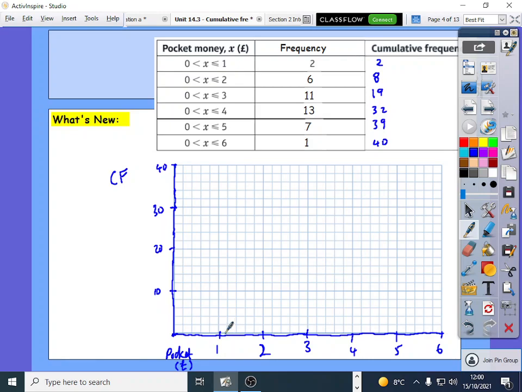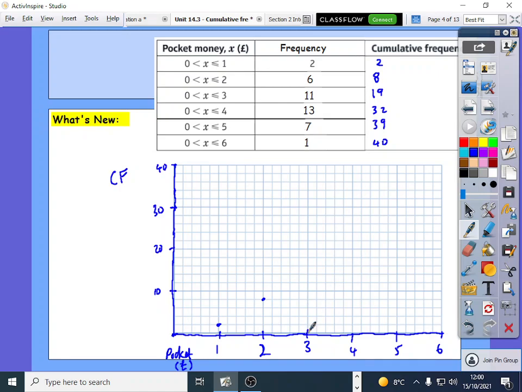So people getting £1 or less is 2 people. Now don't forget the scale is going up in 2s because it's 2, 4, 6, 8, 10. So just make sure, keep an eye on the scale. 2 people, with the people achieving £2 or less was 8 people. So you put a point there.